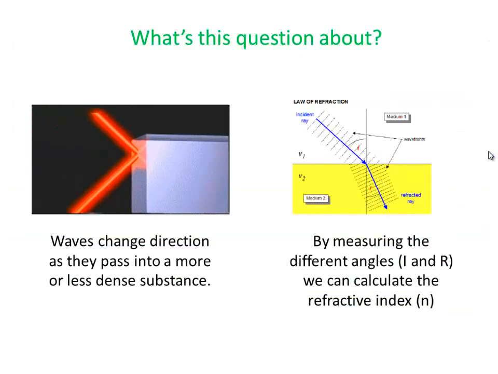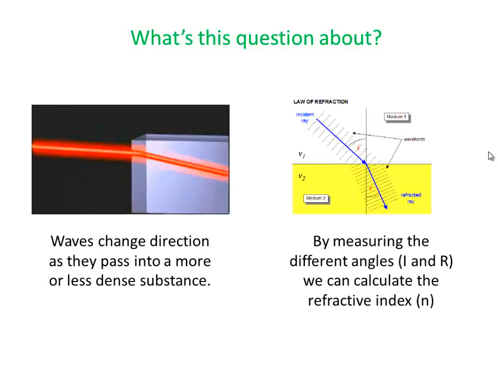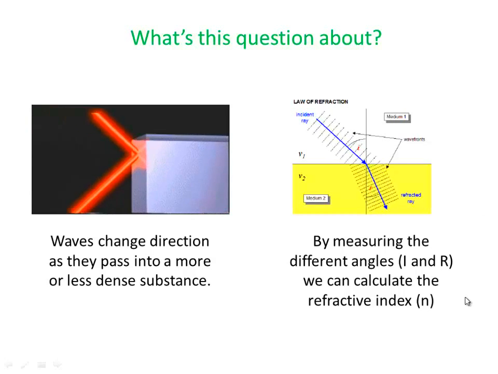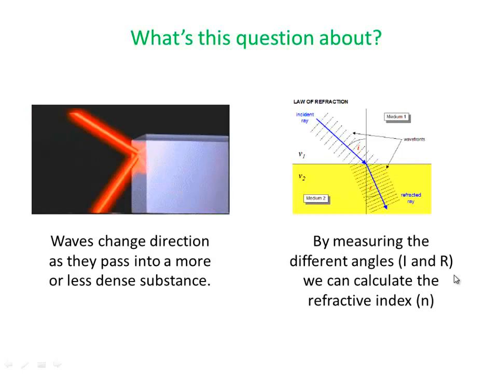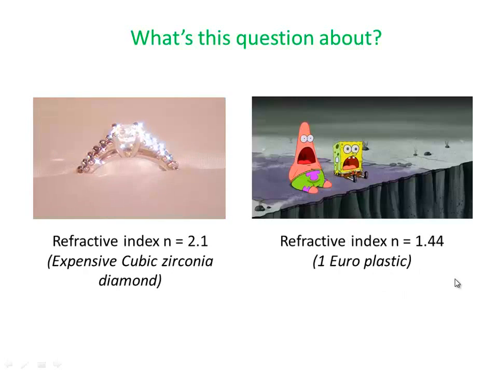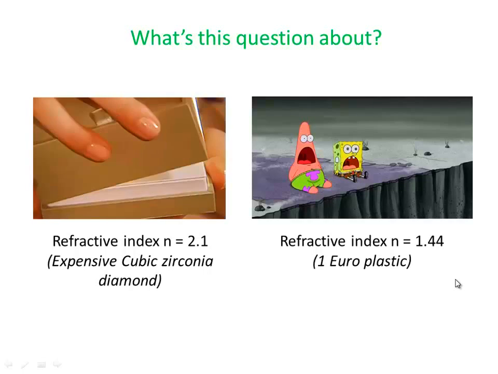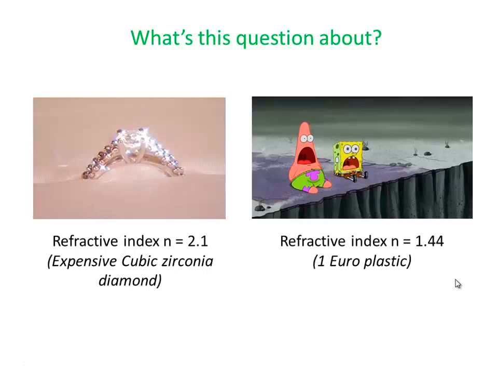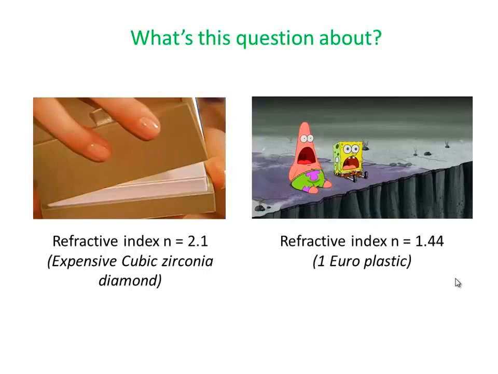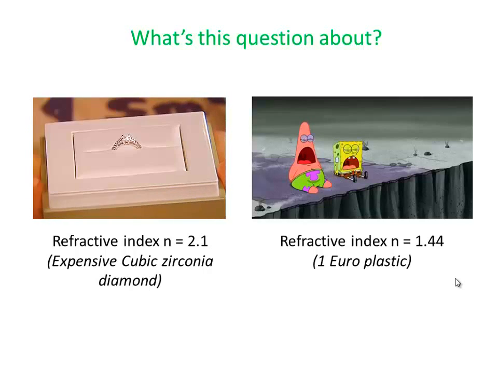So what's all this refraction stuff about again? It's waves changing direction as they pass into a more or less dense substance, and you can measure the angles, incident and refracted, and then calculate something called the refractive index, which gives you a clue as to the difference between the two densities. Bigger n, bigger difference between densities. You can figure out if a ring is super expensive and worth thousands and thousands of euro, or if it's worth less than €1 and it's made of plastic and you got it from Claire's Accessories.